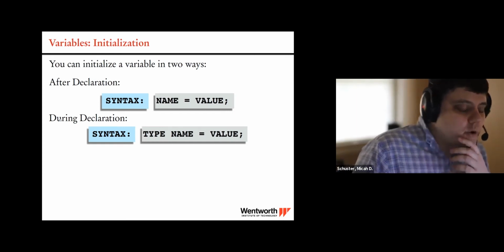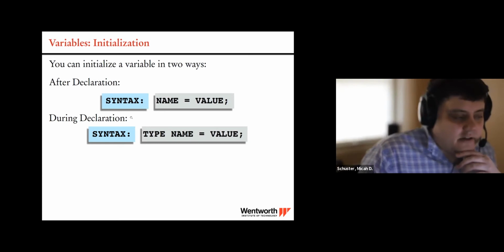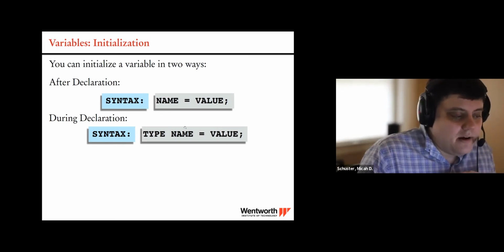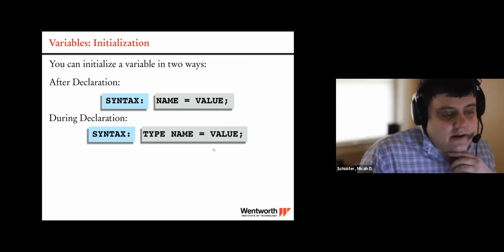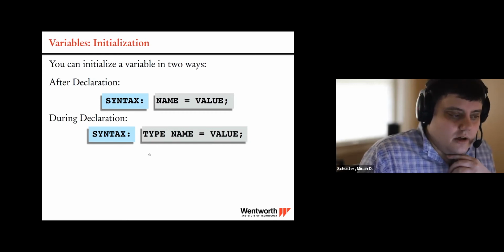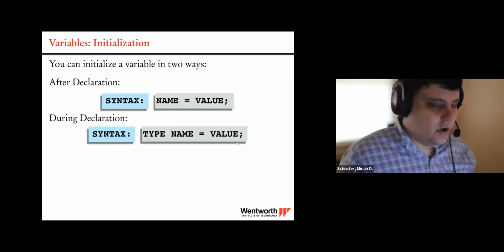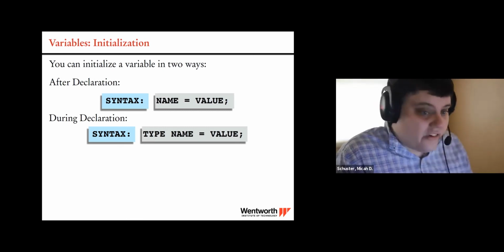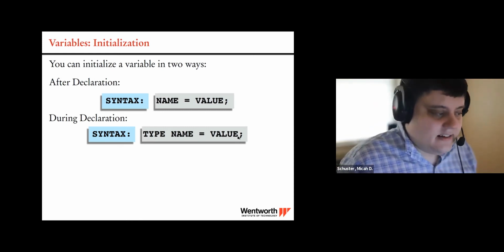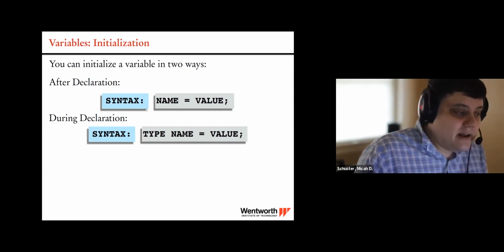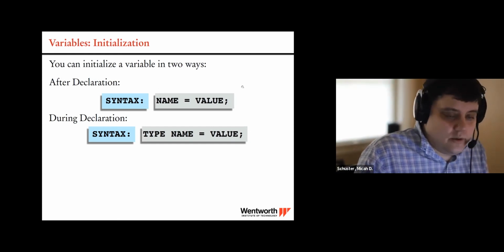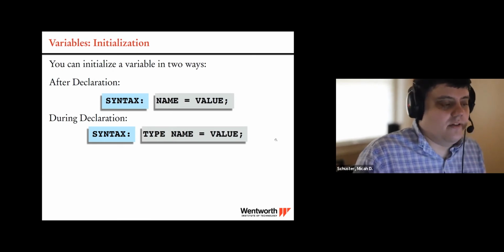But we can actually do it at the same time as the declaration. So I do my type name, and then I just say equals value. So I can say int count equals 0, semicolon. So you can put it in one line, which is very common, or you can initialize it later on if you want to. So my recommendation, you want to do this. Typically, you do want to do something like this for every single variable that you create.